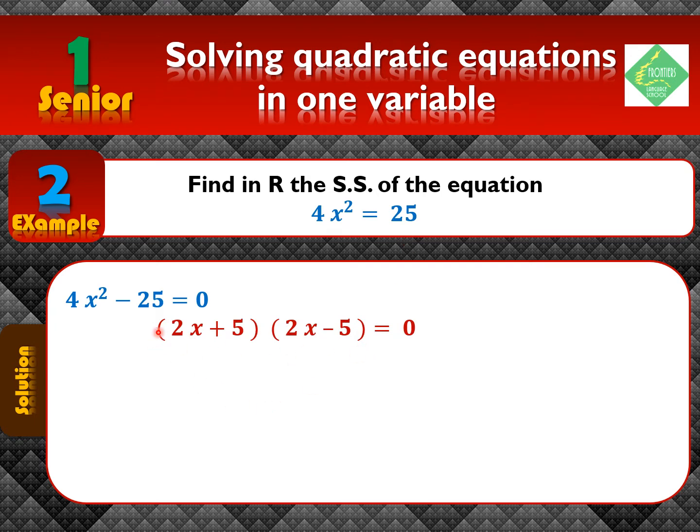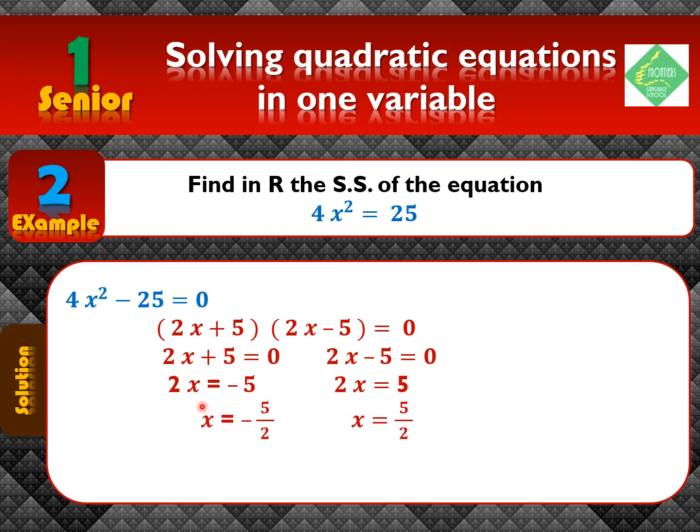So two brackets, 4x squared is factorized as 2x times 2x, 25 as 5 times 5, here positive and here negative, and take this bracket equals 0 and this bracket also equals 0. 2x plus 5 equals 0, 2x minus 5 equals 0. Here I have 2x and convert positive 5 to the right hand side by opposite sign, which is negative, so I have 2x equals negative 5, and as I do here, 2x minus 5 equals 0, so 2x equals, and convert the negative 5 to the right hand side, we will get positive 5.